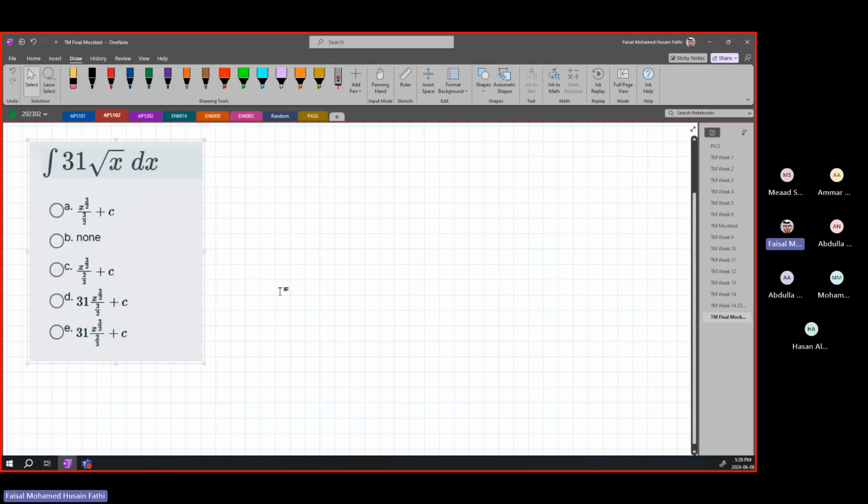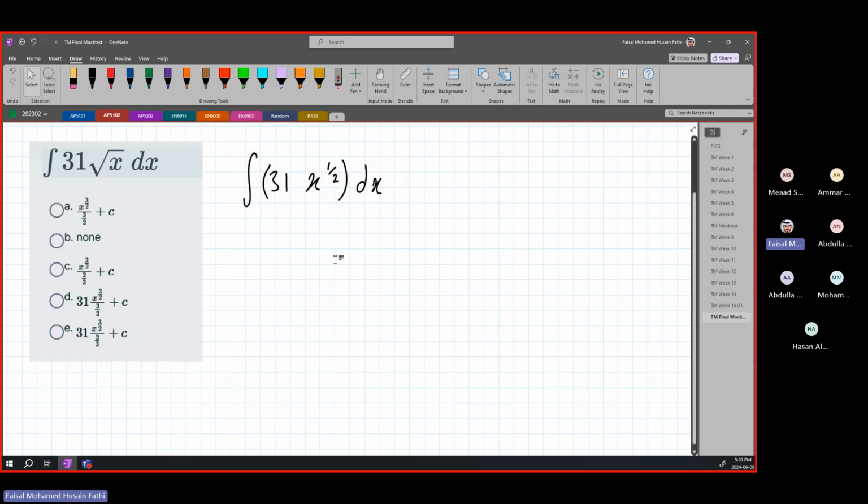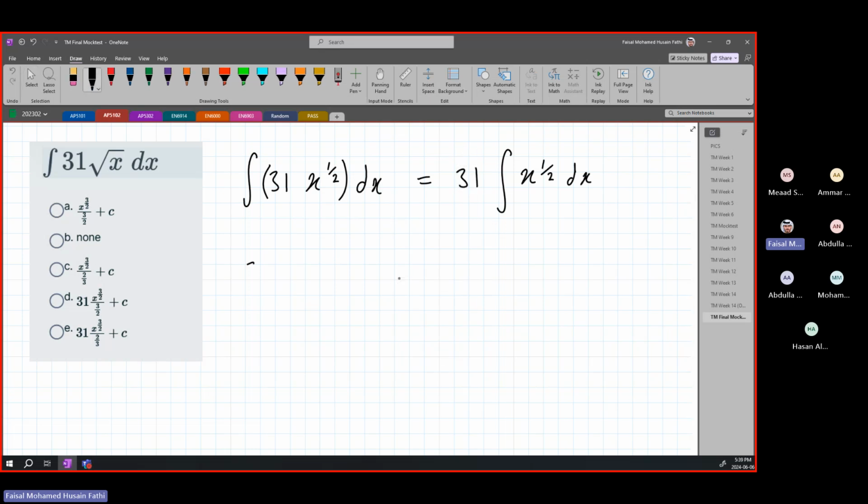You are given the integration of 31 square root x, meaning it's the integration of 31 x to the power of half dx. So you need to integrate this. An easier way to solve it is to take the constant, 31, outside if that makes the solution easier, because constants are not affected by integration. So the answer will have 31.